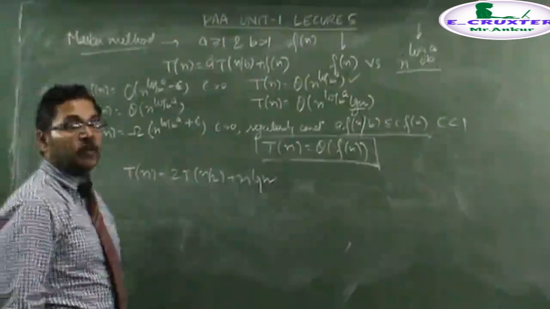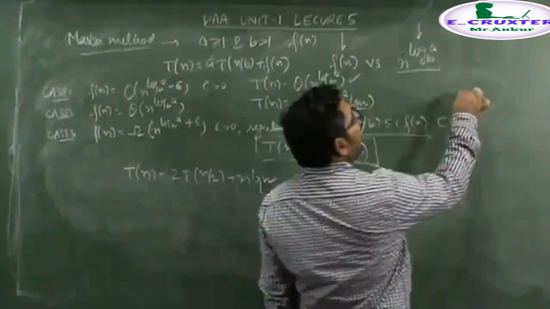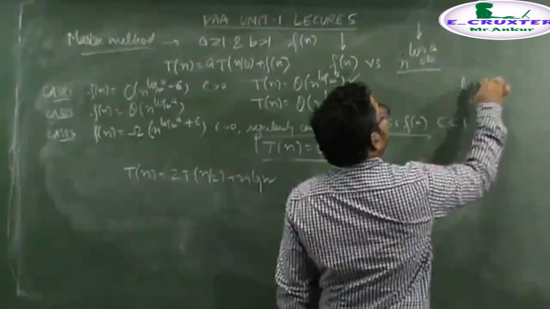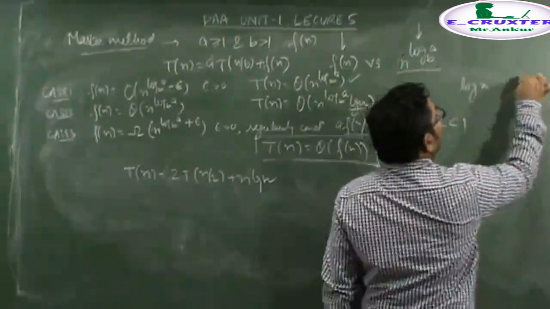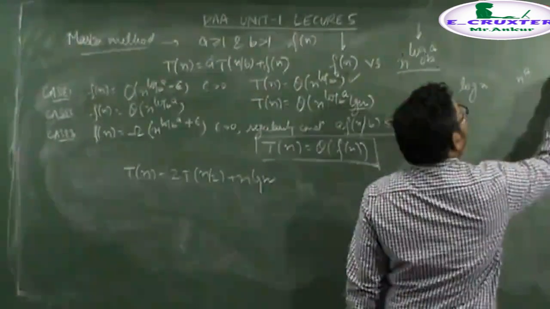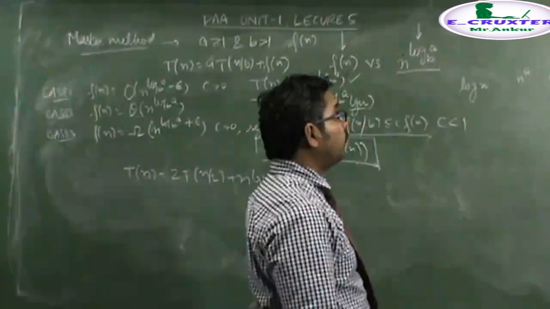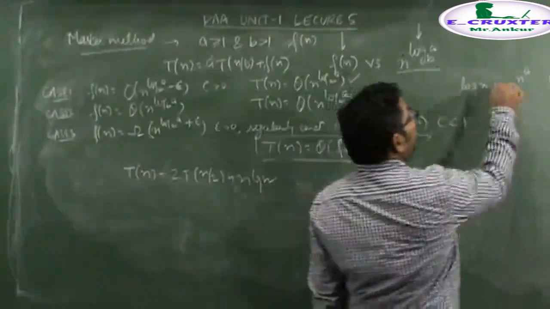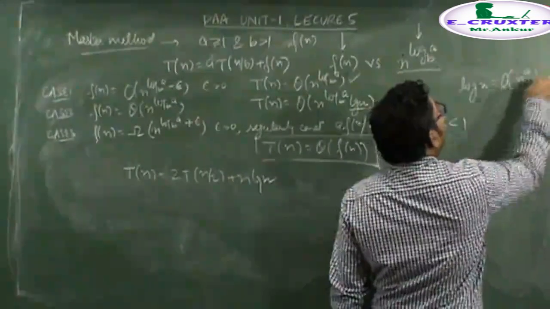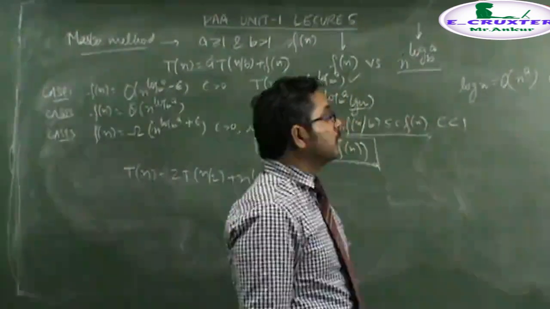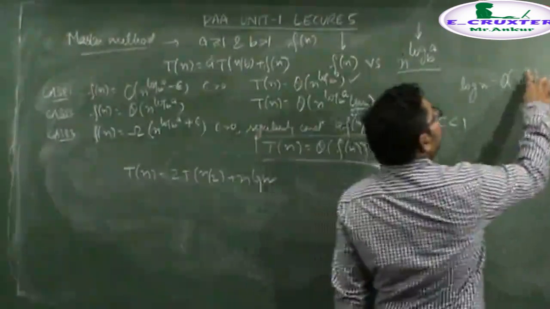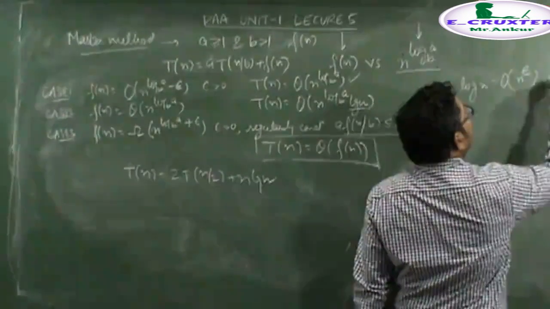One thing, just remember that if I take a function log of n and a function n raised to power a, where a is greater than 0 and a is a constant, n raised to power a always acts as an upper bound for log n. Or you can change it to epsilon. Just remember this point.